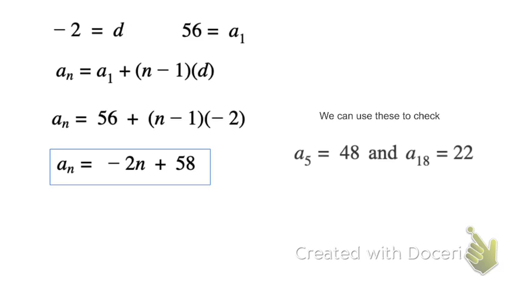Now again, we can use what we were given, that our 5th number is 48. Let's take a 5 and plug it in here. That would be negative 10 plus 58 is 48. Our 18th number is 22. Let's plug an 18 in here. That would be negative 36 plus 58 does equal positive 22. So we can kind of use what we were given to check ourselves. But this is the rule. That's called the nth term rule, and that can be used to find any number in our list without having to, in this case, subtract 2 a multitude of times. Okay, so that's what your assignment today is, to find these nth term rules.